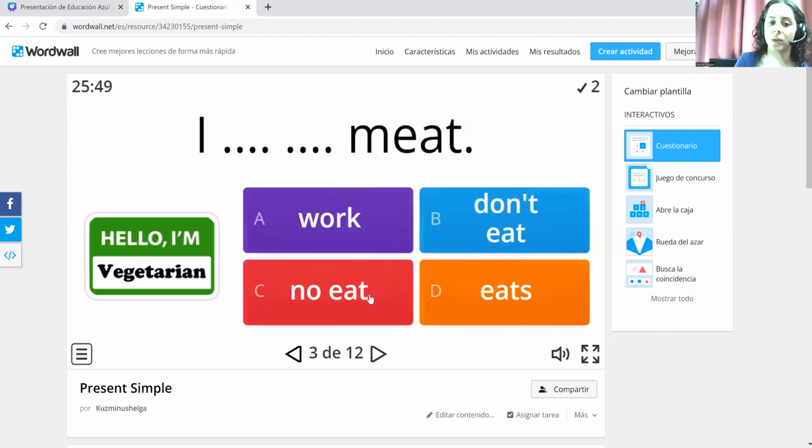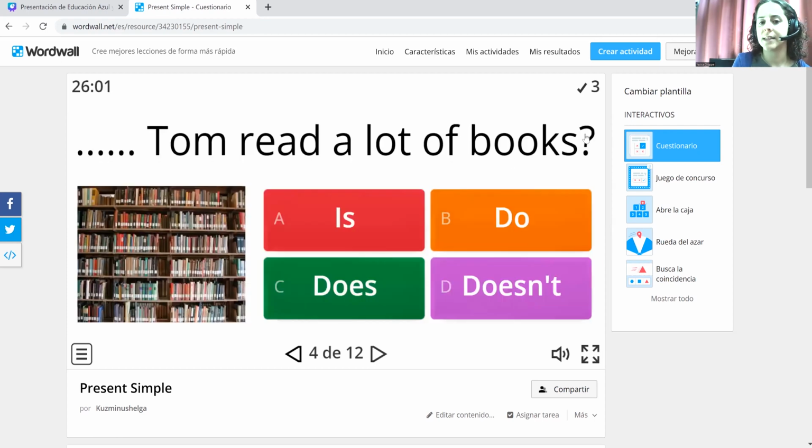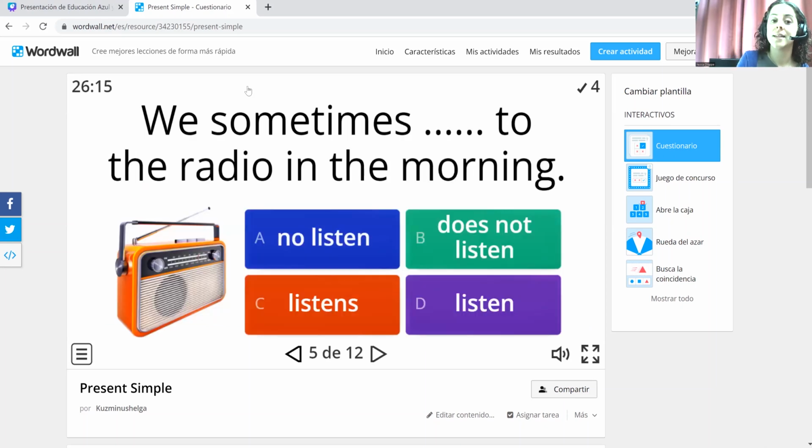So present simple with doesn't. I, this is a habit or a state in my life. I don't eat meat. I don't do it. The person I, negative, don't. A question. Tom, what do you think? Does Tom read a lot of books? Does he? Not do Tom, does Tom.